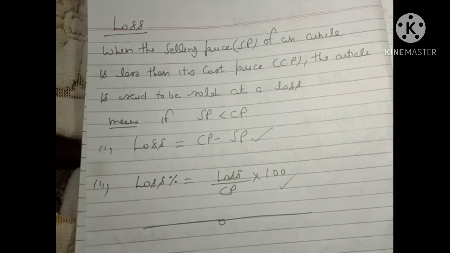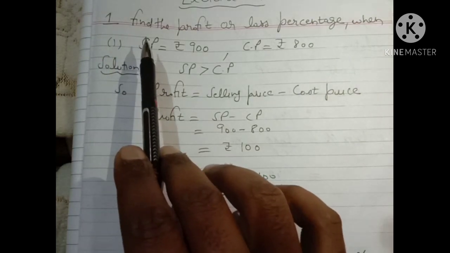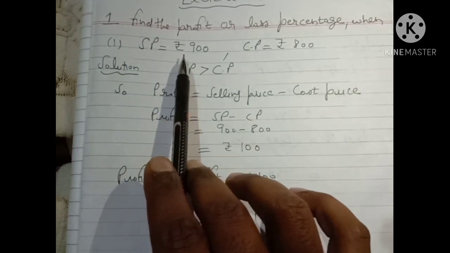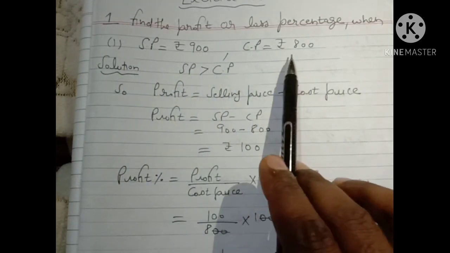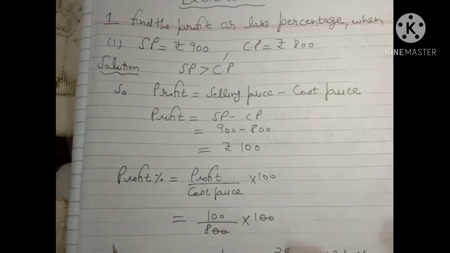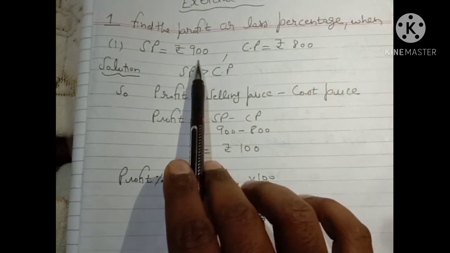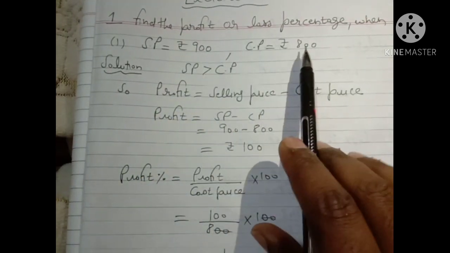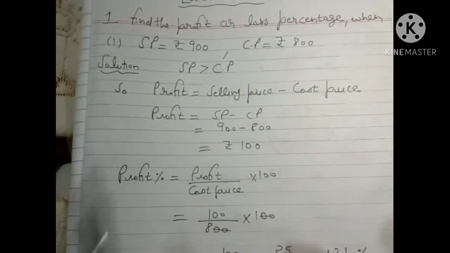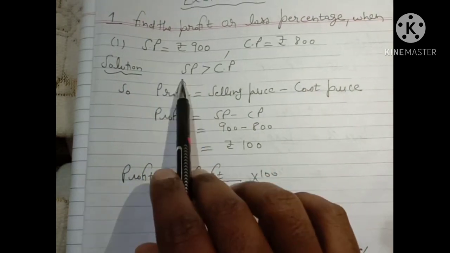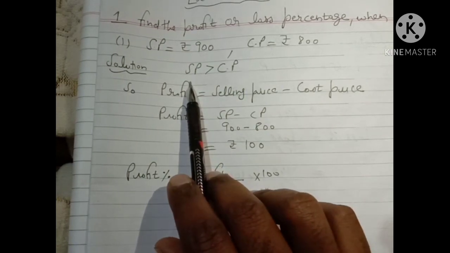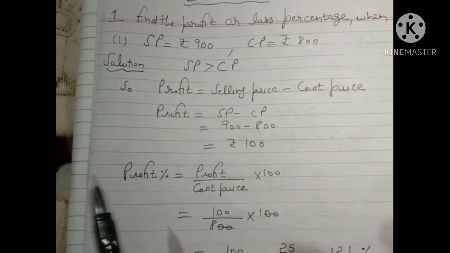So these are the formulas. Now I am going to start the exercise. In the first sum you can see the statement is given: find the profit or the loss percentage when the selling price is given, that is rupees 900, and the cost price is given, that is rupees 800. In this case you can see the selling price is more than the cost price, because the selling price is 900 and the cost price is 800, and 900 is greater than 800. So the selling price is greater than cost price. And I just explained to you, if the selling price is more than cost price, then this is a case of profit.